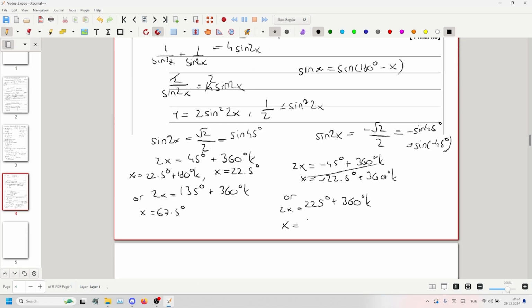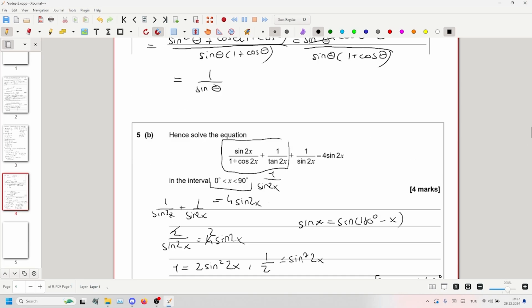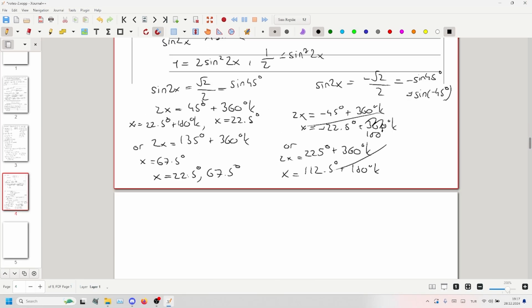Here we get 112.5 degrees plus 180 degrees k. Oh, also this should be 180 degrees. So from this, notice how this also doesn't give us any solution between 0 and 90, so we can just ignore this as well. So our two solutions are x equals 22.5 degrees and 67.5 degrees. It was asking us to solve this equation. Yes. Okay.